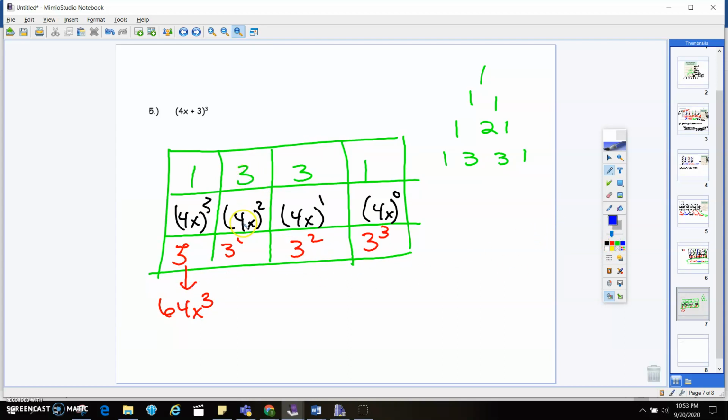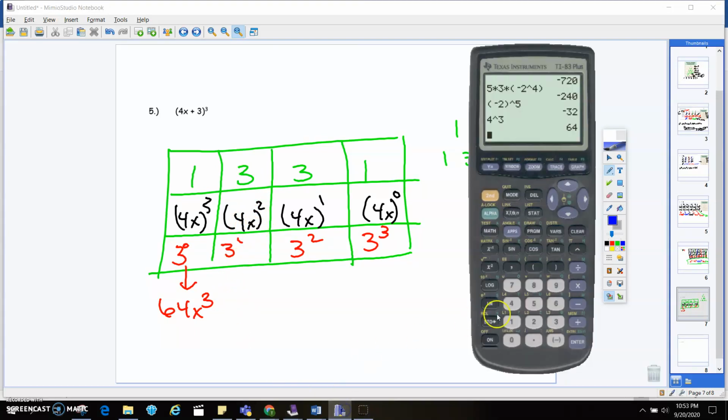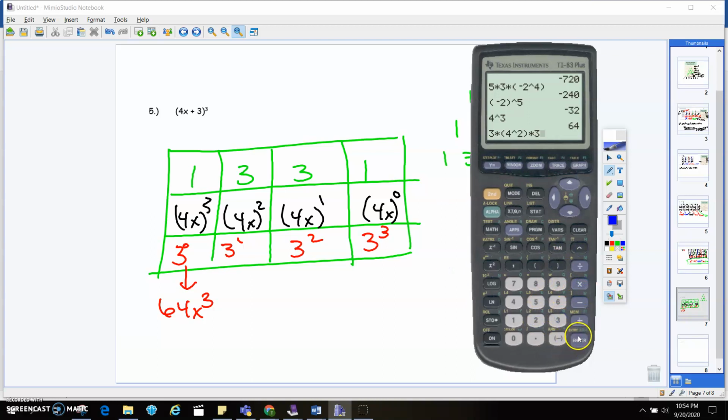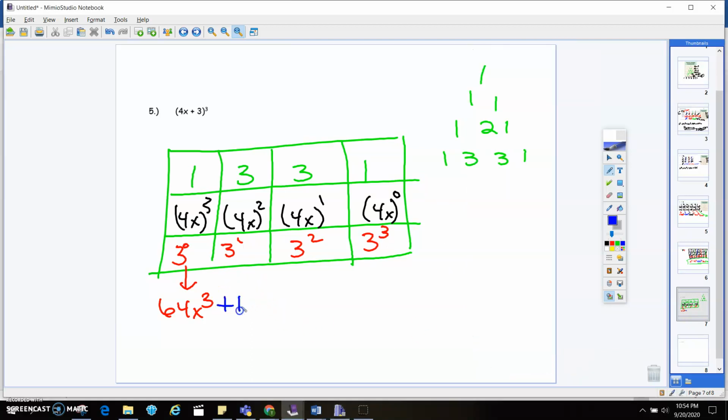Now we're going to have 4x to the 2nd power times 3 to the 1st power. So again, I'm going to come in here and say 3 times 4 raised to the 2nd power times 1. And that's going to give me 144x to the 2nd power. That's this one right there.